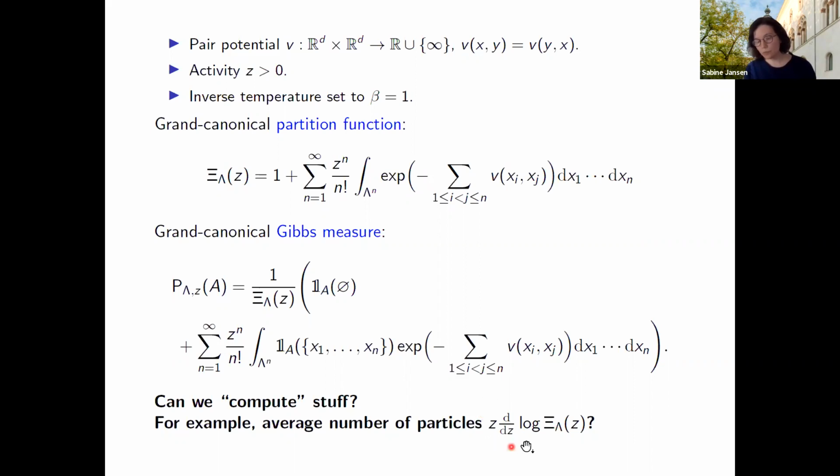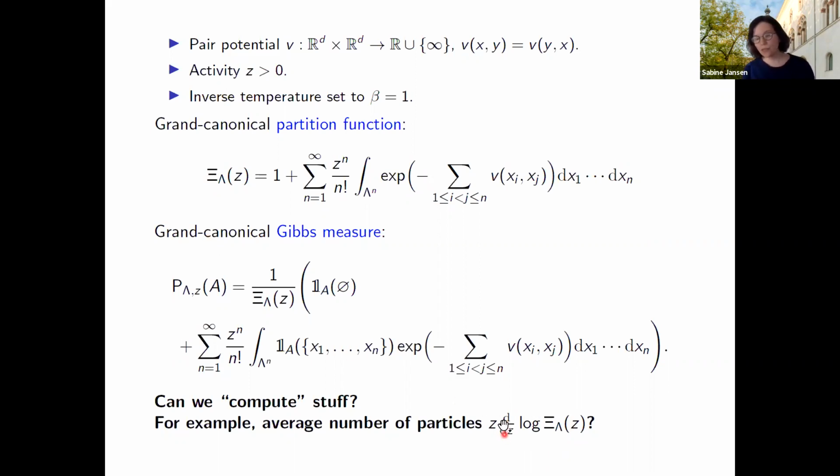And one quantity we will be mainly interested in is the average number of particles. And it is a standard trick that you can write this average number of particles as z times the z derivative of the logarithm of the partition function. And this kind of relation, in probabilistic terms, you would say, well, the grand canonical partition function is a little bit like a generating function. Taking derivatives of generating functions is related to computing moments and things like this.